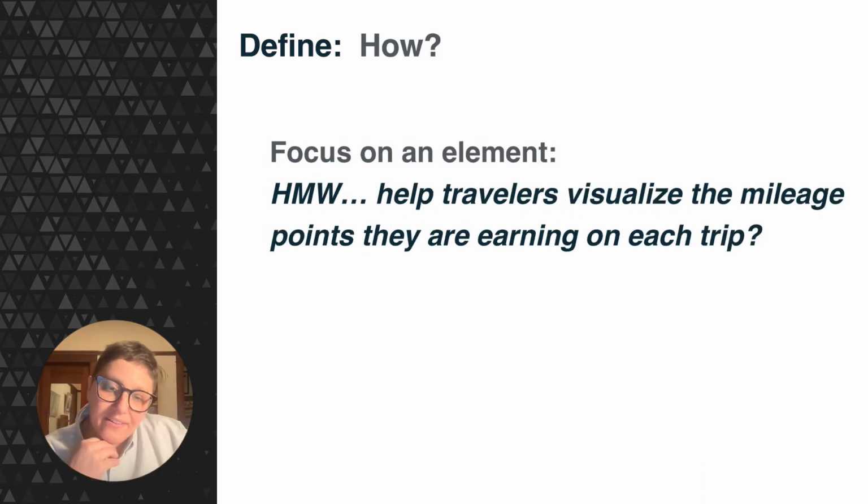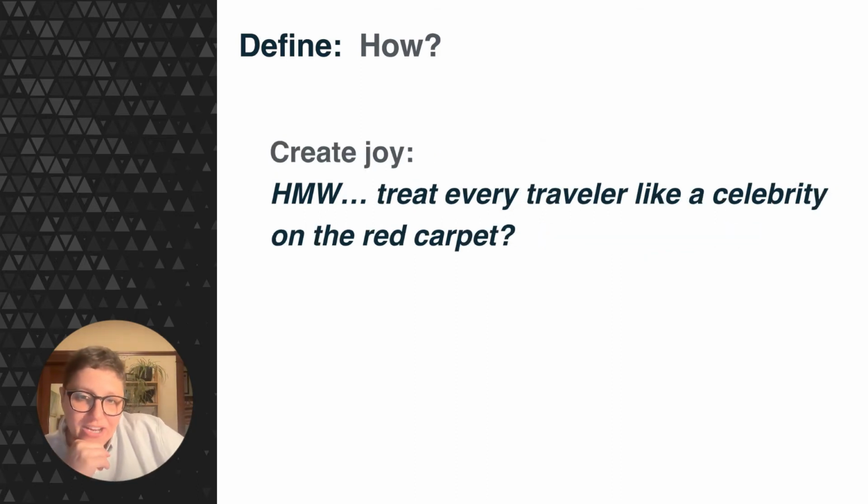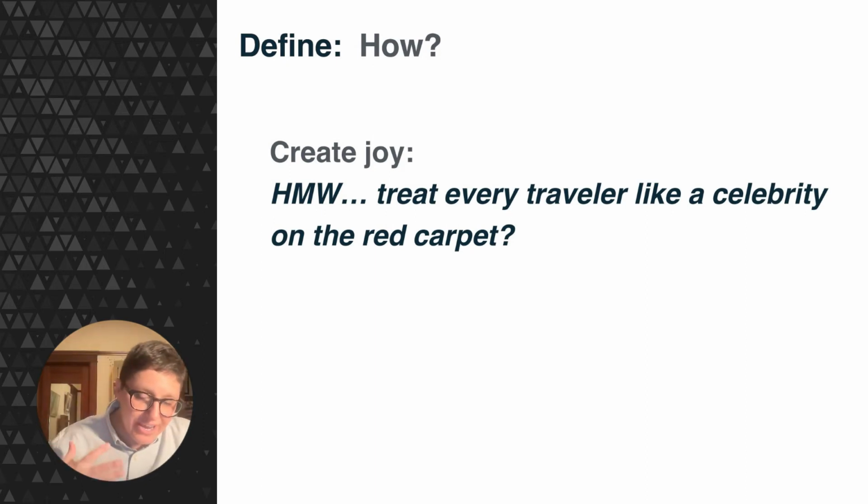You might focus on an element. So, how might we help travelers visualize the mileage points they are earning on each trip? So you're focusing on mileage, and then you're thinking about how you can enhance that. And then creating joy. We know joy is a positive experience. It means that you're having a good time. So, how might we treat every traveler like a celebrity on the red carpet? And assuming that that would make people feel joyful to be celebrated.